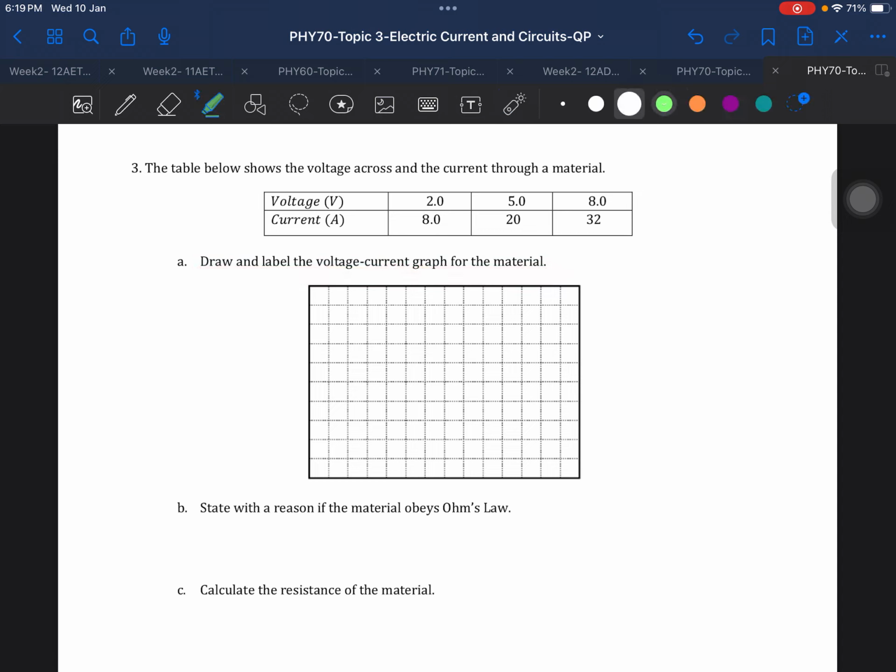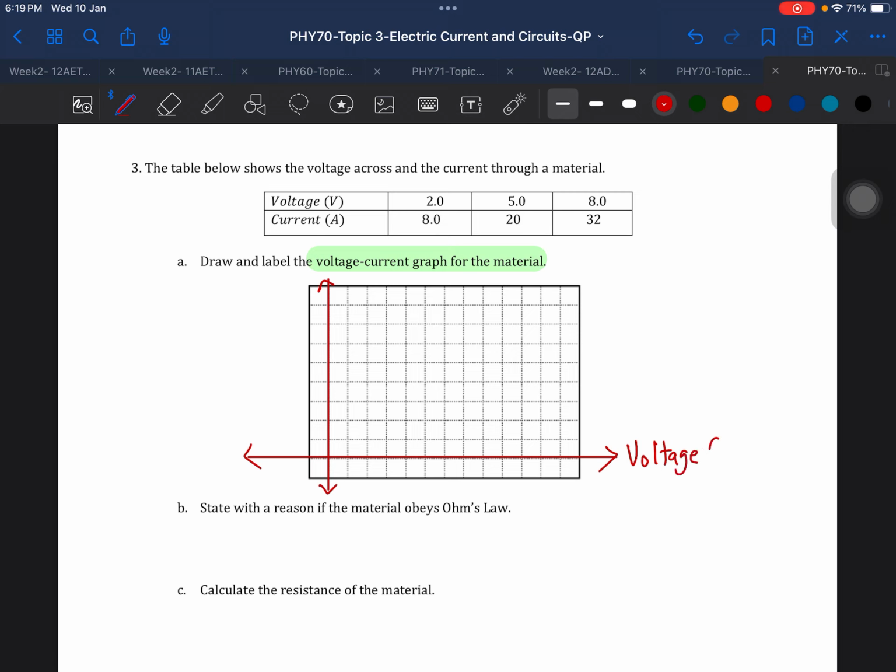So we want to draw a voltage current graph for this given material. They have already given us a graph grid. So what we will do first is draw the x and the y axis. So I'm going to draw the lines and then we'll label this as voltage. The unit is volts, and label this as current. The unit is ampere. Then we need to plot these points onto the graph grid.